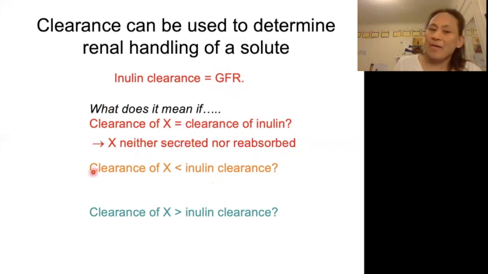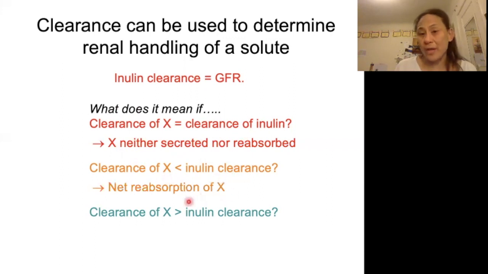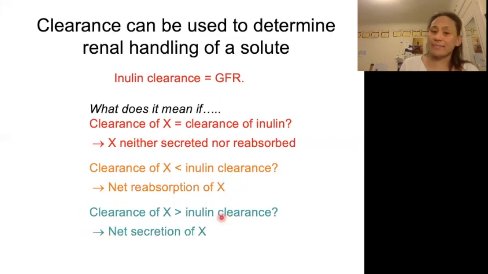Okay. What about if the clearance of our molecule X is less than inulin clearance? Well, if our clearance of X is less than inulin clearance, what that means is we are excreting less of our molecule than we are of inulin. So that means overall we reabsorbed X, molecule X, okay? Finally, what if clearance of X is greater than inulin clearance? In that case, what that means is we got rid of more X, right? We have excreted more X than we have inulin. And that means that overall, we had a net secretion of our molecule X, okay?